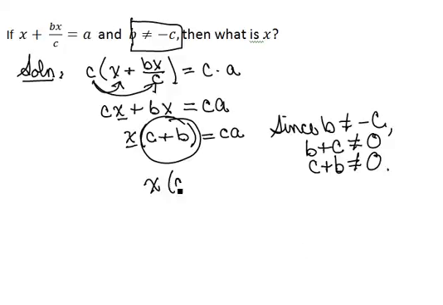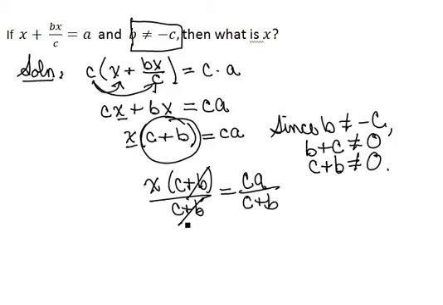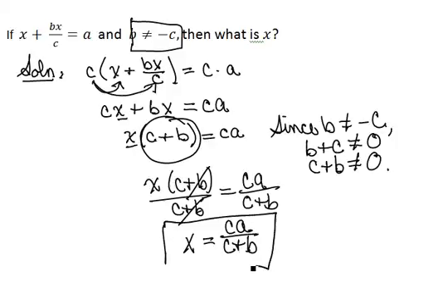So dividing both sides by the quantity c plus b, on the left simply gives me x, and on the right I get the fraction ca all over the quantity c plus b. So that gives me the value for x, given that x satisfies this equation with the various unknowns in it. So we have solved that equation for the variable x.